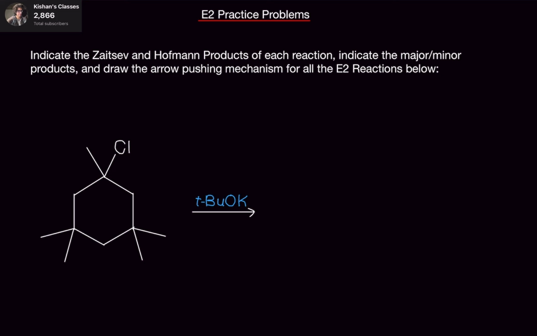All right, indicate the Zaitsev and Hofmann products of each reaction, indicate the major and minor products, and then draw the arrow pushing mechanisms for all the E2 reactions below. So let's lock in.